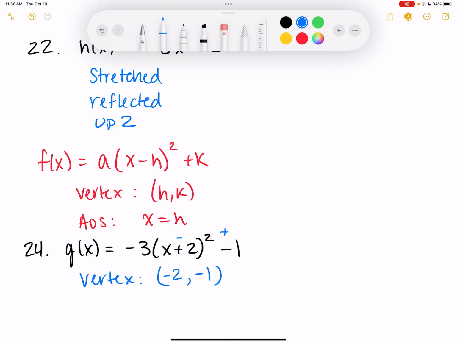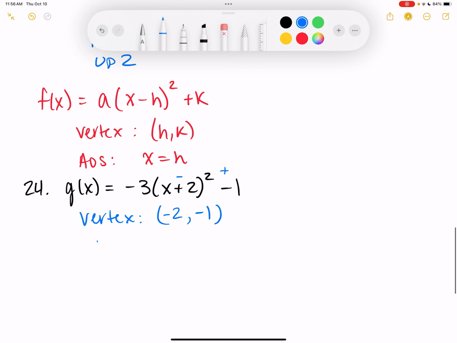So the way I remember it when I'm in this form is that the x coordinate is always the opposite sign of how it's given to me. The y coordinate is always the same sign of how it was given to me. So this was a positive 2. So the x coordinate is negative 2. This was negative 1. The y is negative 1. What about my axis of symmetry? Yep, x equals negative 2.